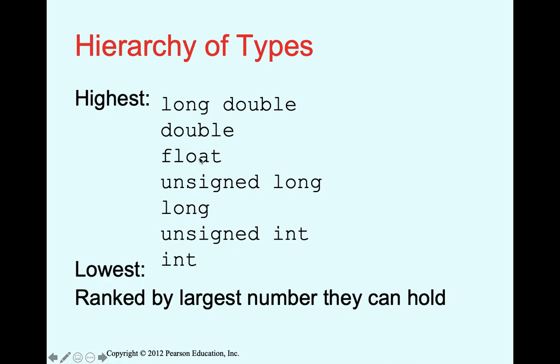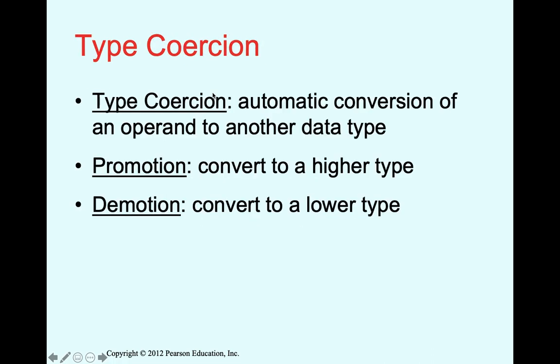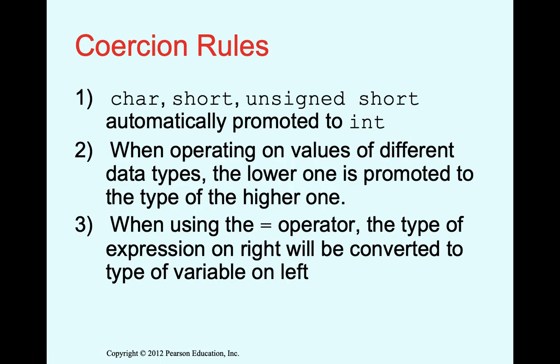Unsigned long can be converted easily to float. Float can be converted to double. Double can be converted to long double. So this is called promotion because we are converting to the higher type. And we can also convert from a higher type to a lower one, which is called demotion. By default, character, short, and unsigned short are promoted into int.